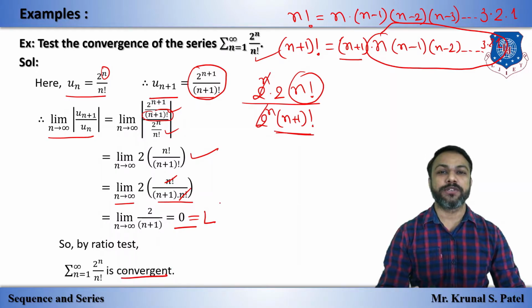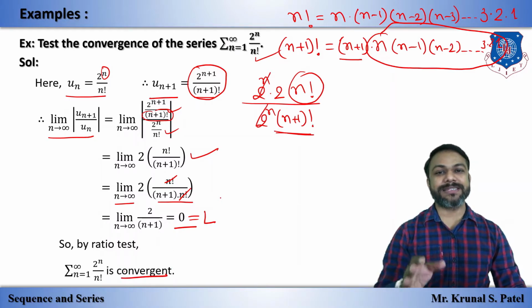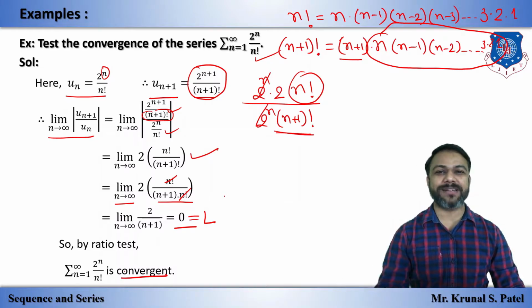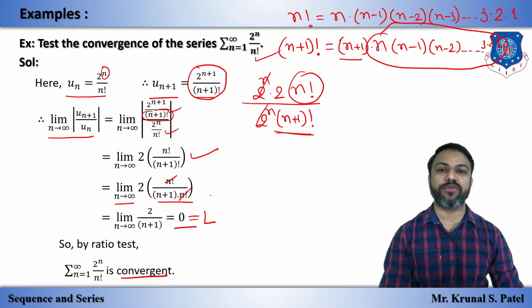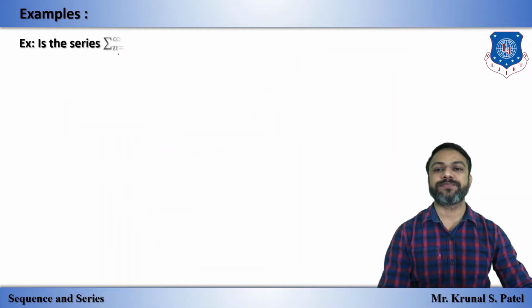Simple. So these are very easy methods: comparison test, ratio test, Raabe test, root test, so easy. But they are frequently asked in examinations, so you have to focus on these four tests. I have already said the names: comparison test, ratio test, Raabe test, and root test. Now one more example.